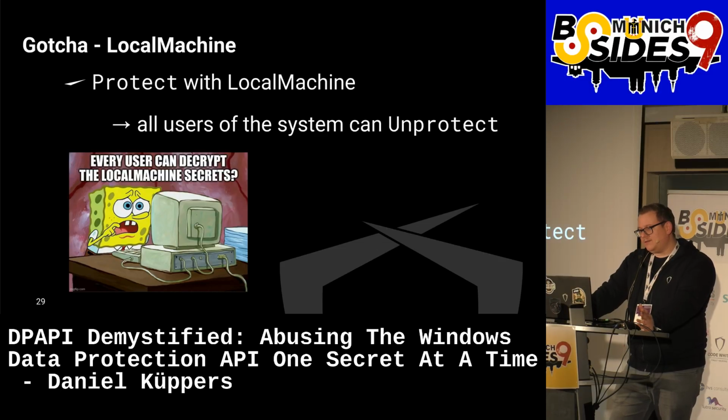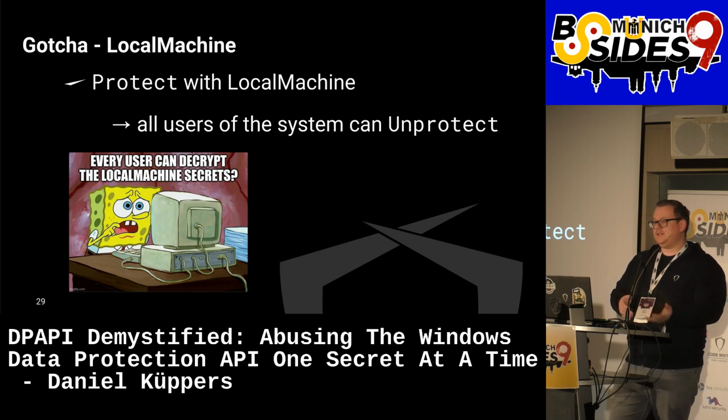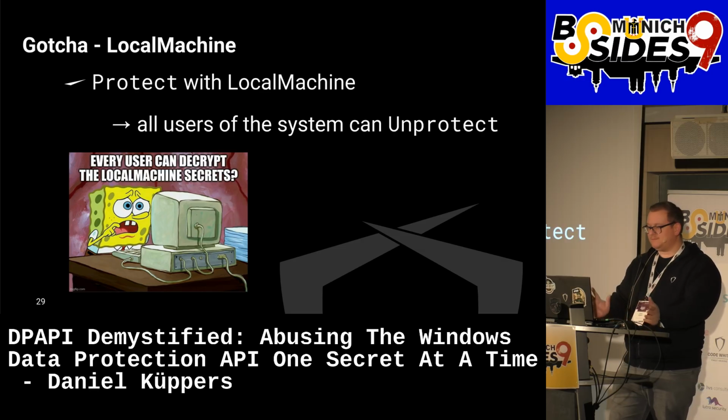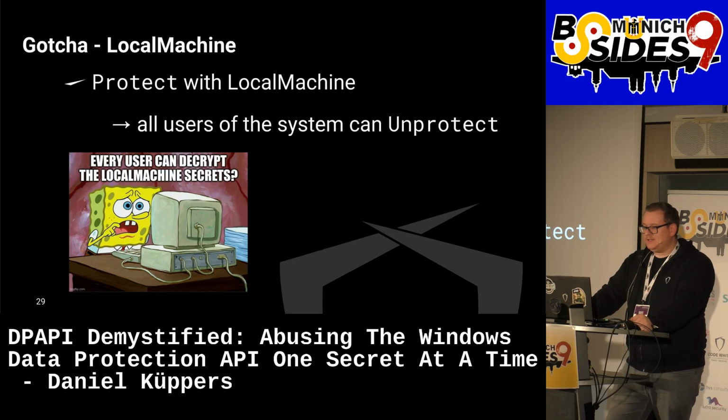Our first gotcha: secrets protected with local machine context can be unprotected by all users of the system. Recall the master key directory for system. There was a user directory. Master keys in there are used for the current user context. So user means current user context. And master keys one level above are used for the local machine context.